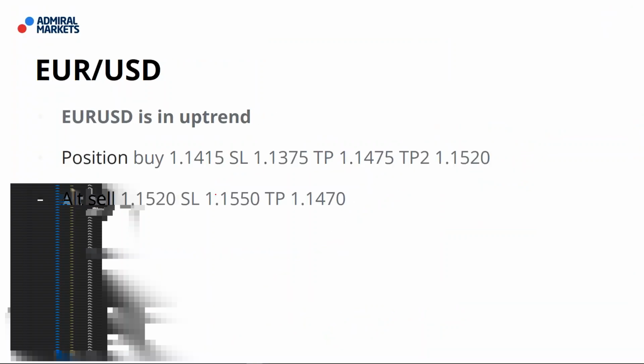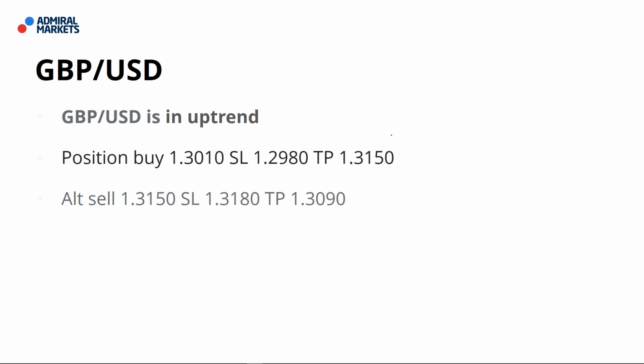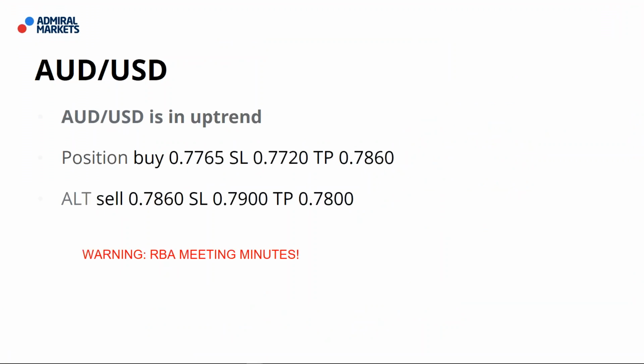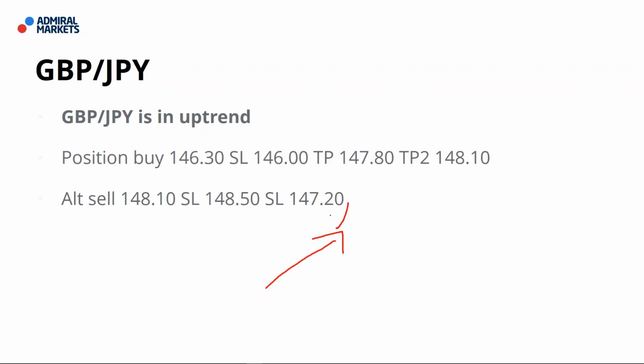So Eurodollar, pound dollar, Australian dollar, dollar CAD, and this is a typo, but this is TP, pound yen.